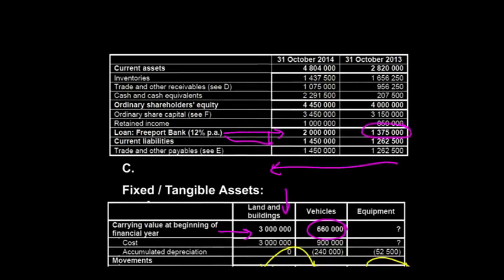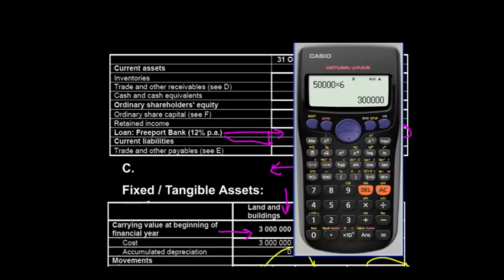It was 1,375,000. That was the value of your loan at the beginning of the year. The value of your loan at the end of the year is 2 million rand. Immediately you tell yourself, right, take the two figures, 2 million minus 1,375,000 will give you a value of 625,000.